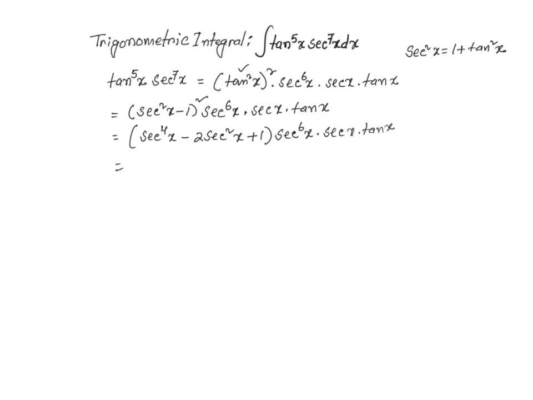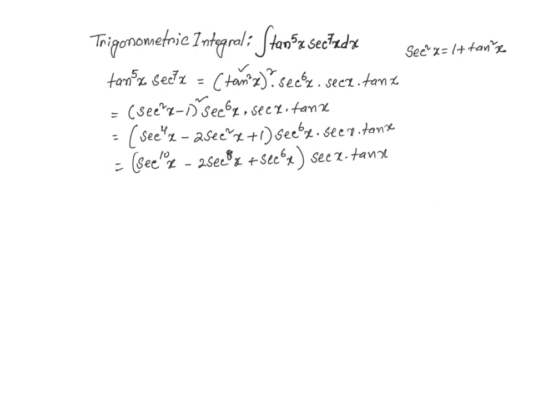This further simplifies to secant to the power 10x minus 2 secant to the power 8x plus secant to the power 6x. All of this multiplied by secant of x times tangent of x.